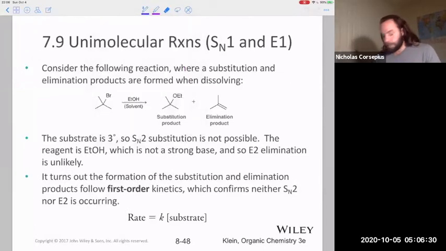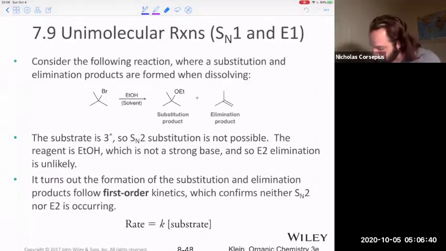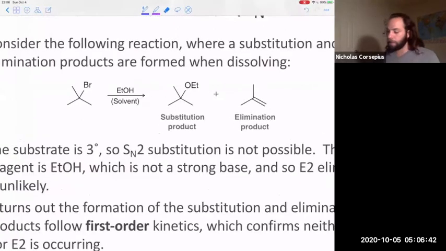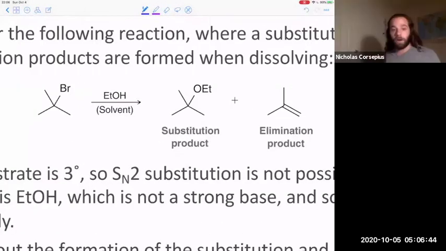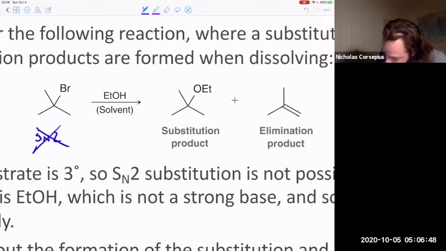Well, first let's just look at an example of a reaction that does occur, but clearly doesn't follow either of those two mechanisms, SN2 or E2, right? So let's take this tertiary alkyl halide. Well, we know that's not going to go SN2. SN2 is out of the question because you have a sterically hindered alkyl halide, right? Tertiary alkyl halides will not undergo SN2.